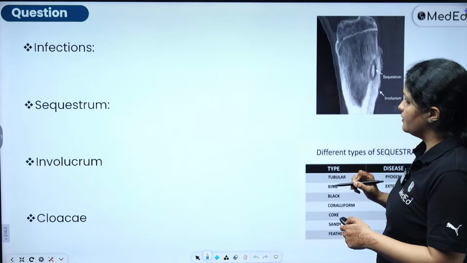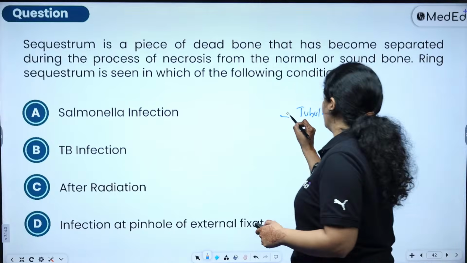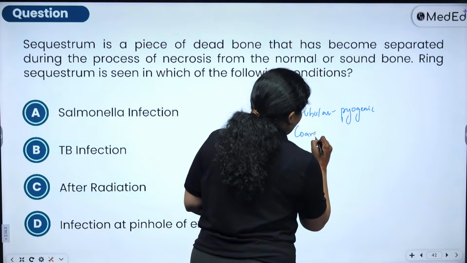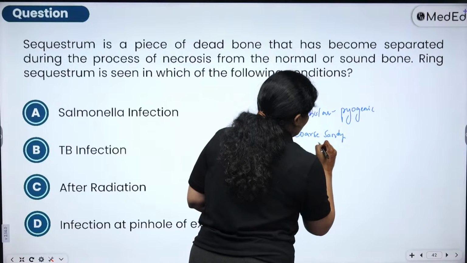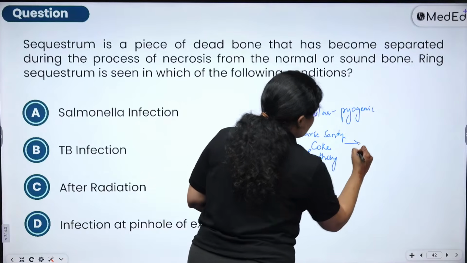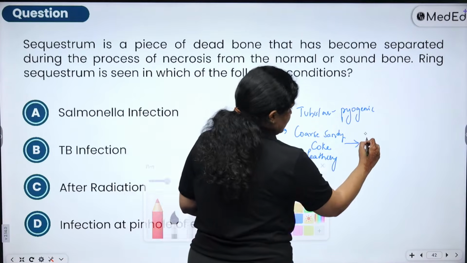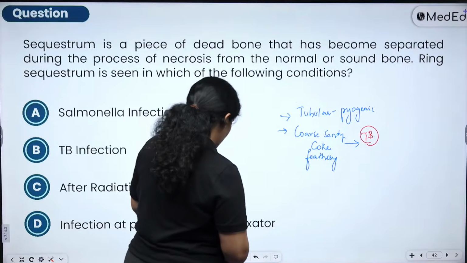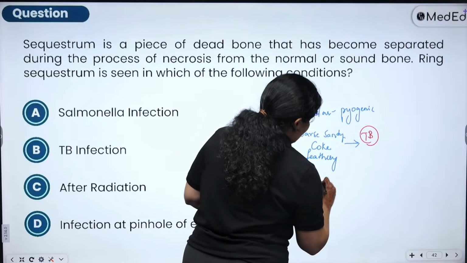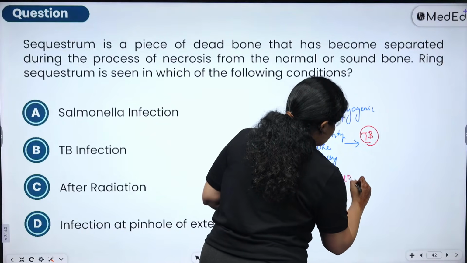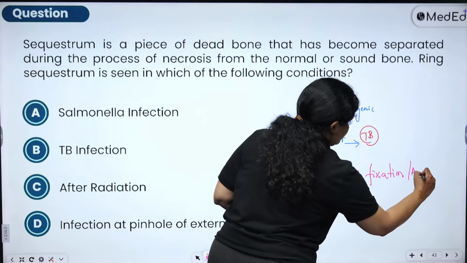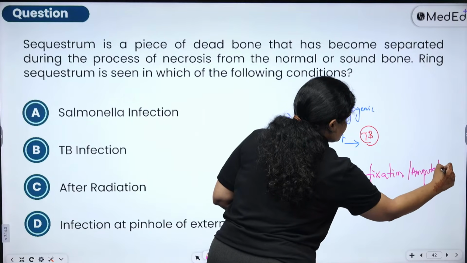I'll just see the slide. Then this is the pyogenic infections, right? And whenever you see this is coarse sandy. So coarse sandy type, coke type, or feathery sequestrum, what is the answer? Answer here would be tuberculosis, right? And now the type of sequestrum, ring type of sequestrum is mainly seen in external fixation and amputation. Okay. So this you have to remember.